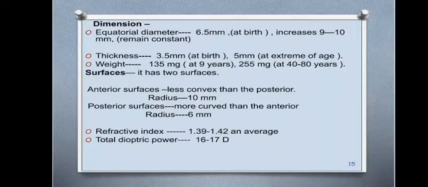The anterior surface of the lens is less convex than the posterior, that is, it has a radius of 10 mm. The posterior surface is more curved than the anterior, that is, it has a radius of 6 mm. The refractive index is 1.39 to 1.42 on average. Total dioptric power is about 16 to 17 diopter.